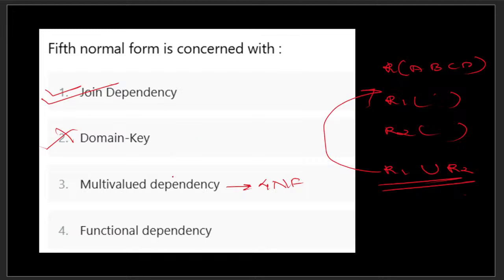Any doubt in this question? Should we take the next question now? Very good.